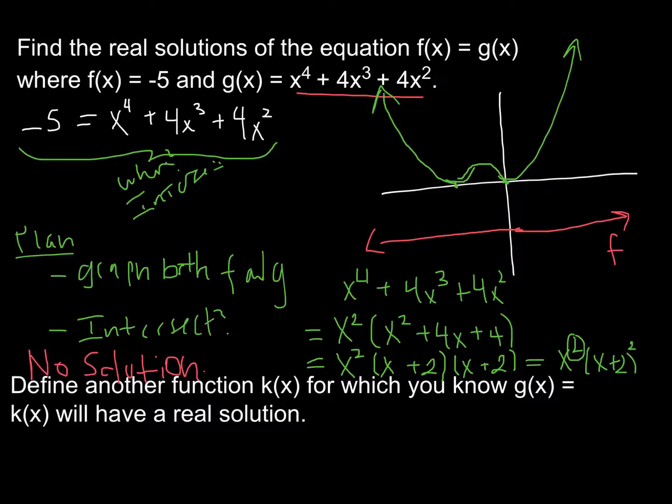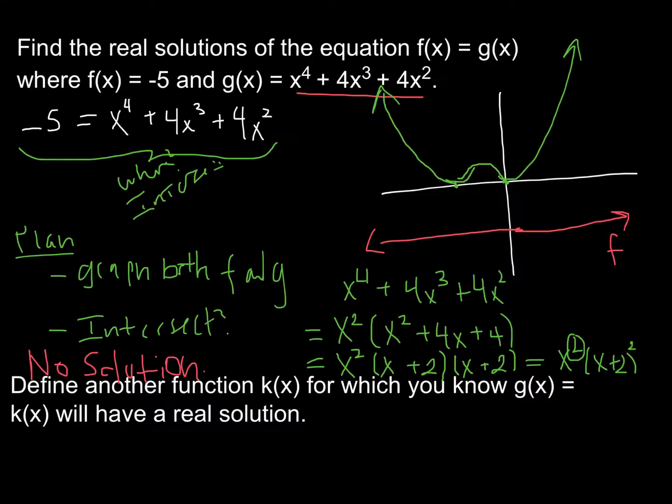All right, we want to define another function, k of x, for which g of x equals k of x will have a real solution. What does that mean? We want to have another function, because guess what? F of x didn't work. So we want another function so that when we set it equal to g of x, we will have some sort of solution. What does that mean to have a solution? That means they will intersect at some point. So notice how these didn't intersect. We want something where they will intersect.